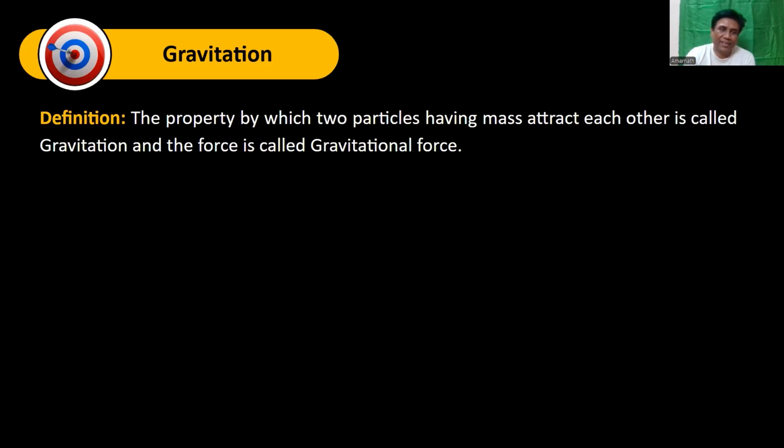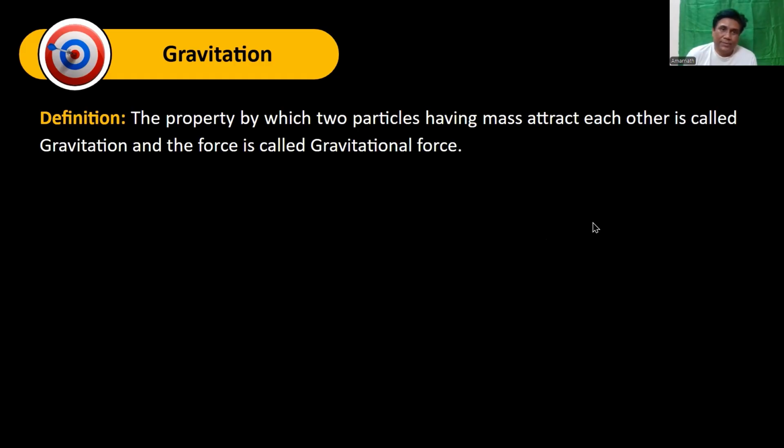Please write down: the property by which two particles having mass attract each other is called gravitation, and the force is called gravitational force. Now we will discuss some characteristics of this gravitational force. Remember, these will be a little bit similar to electrostatic force. The force between two charges is called electrostatic force. Force between two masses is called gravitational force. Electrostatic forces have some characteristics, and exactly that way, gravitational force also will have some characteristics.